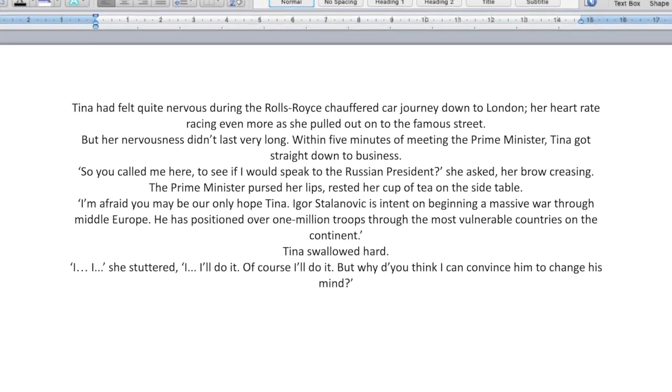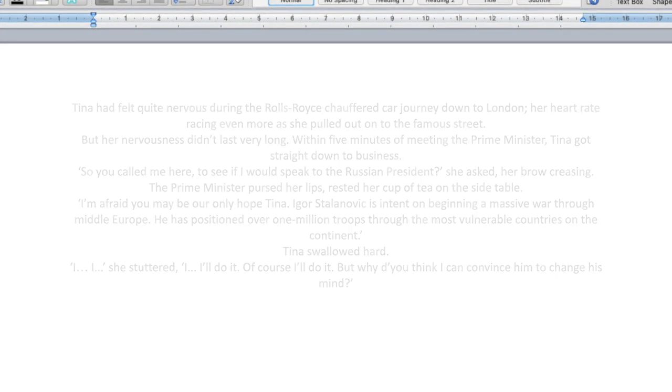We have plot being carried forward. So the actual crux of the story is being discussed in the dialogue, which is exactly what I mean by dialogue must carry plot forward. And you'll see how I got through this. So let's have a look at that again.